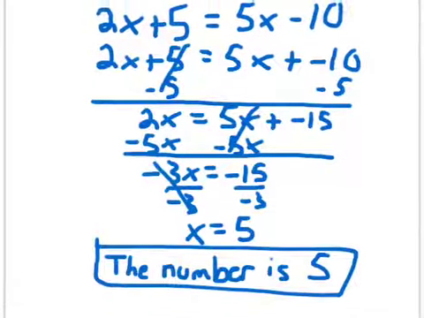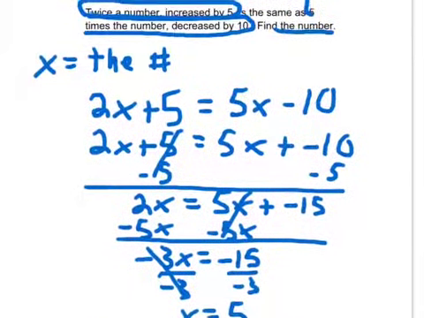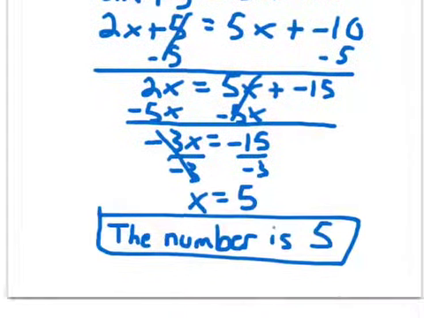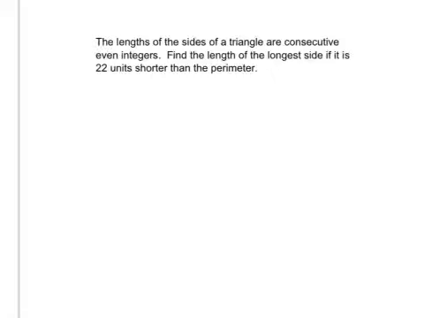Now let's check it. Twice a number increased by 5: 2 times 5 plus 5 is 15. And that should be the same as 5 times the number, which is 25, minus 10, that's also 15. So it checks out. Again, we label, we write the equation and solve it, and then we answer the question. The number is 5. Let's go on to some more challenging examples, because those are my favorite ones.